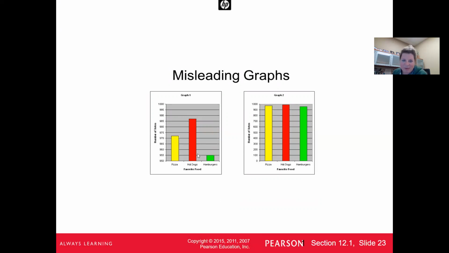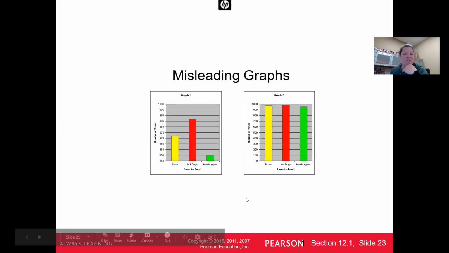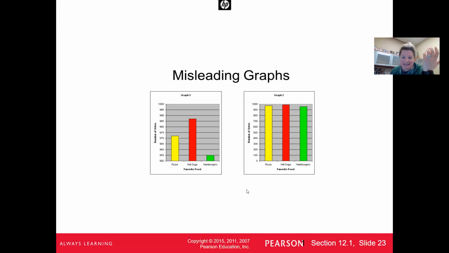All right, so graph one, we have pizza, hot dogs, and hamburgers, and we start at 950. Usually you can do a little squiggly, but you can't really just start where you want. You have to start at 0, okay? And then it's showing our difference looks like a lot. Then look here, when we count by a normal graph, we can see the difference isn't really very much. So misleading graphs could be the numbers and how you space them out. You could do something different and make these two graphs look completely different from each other. So that's another misleading graph.